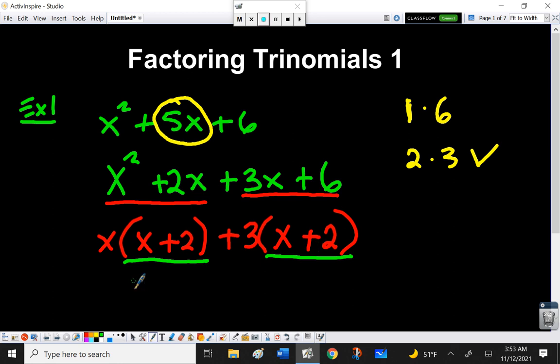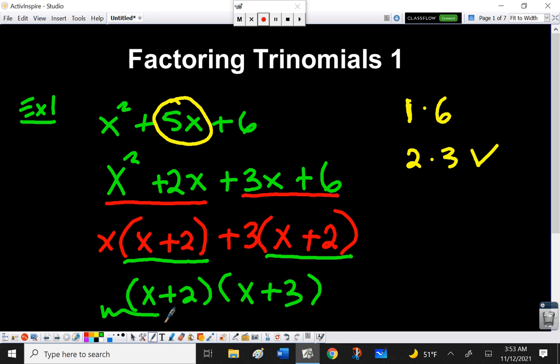So now we simply take that common factor, x plus 2, and in the set of parentheses back here, we write everything that's not inside the parentheses, which is our x plus 3. And this is our final answer. In other words, if we were to take x plus 2 times x plus 3 and do it by windows or FOIL, we would get that trinomial right there. X squared plus 5x plus 6.